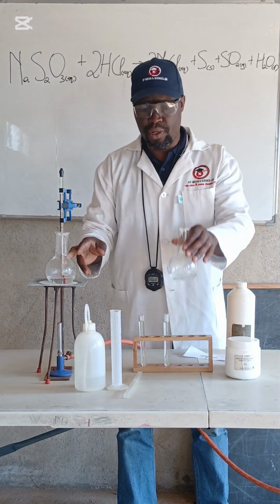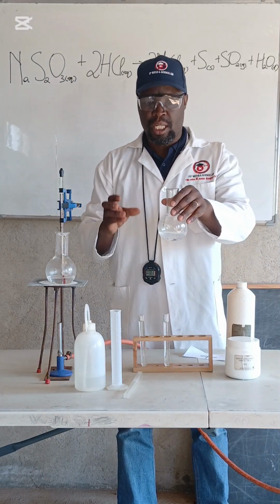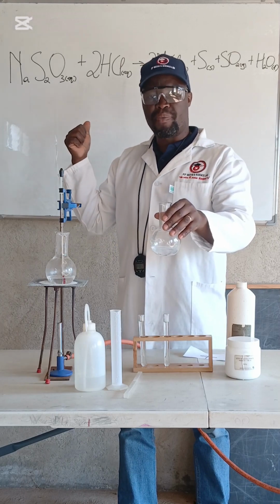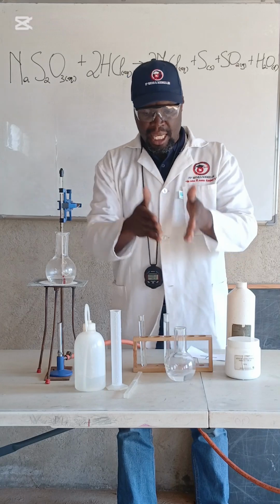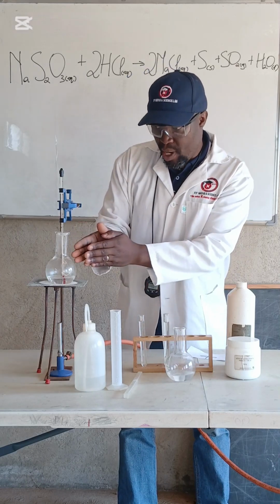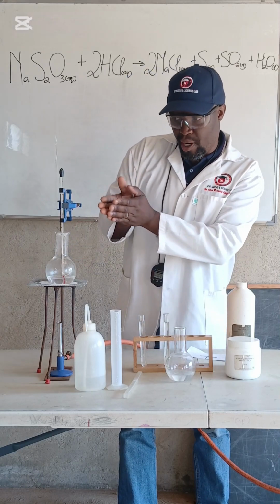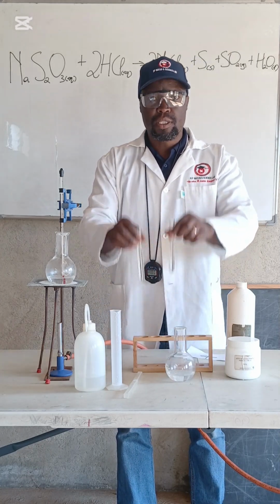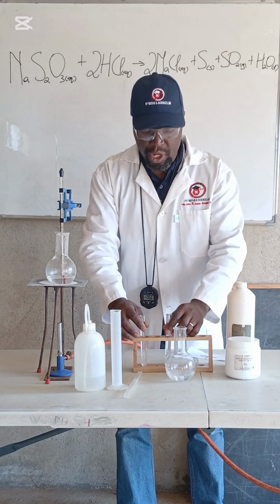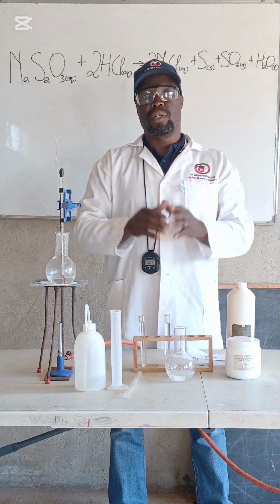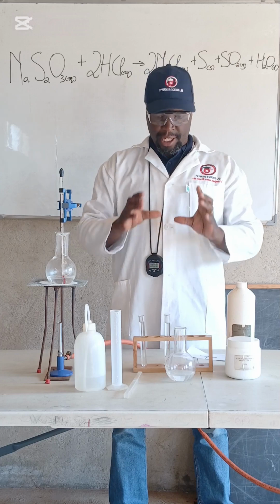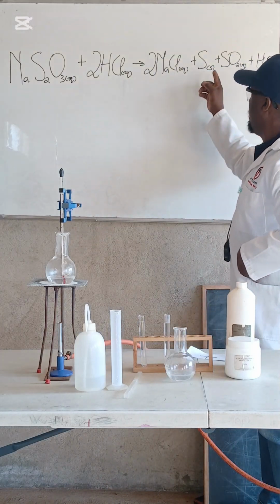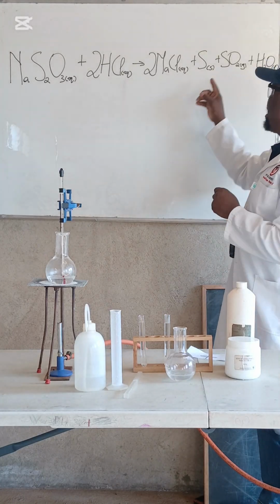Over here, I have two flat bottom flasks. They each contain 50 cubic centimeters of the solution of sodium thiosulfate. This one is at room temperature. The other one has been heated to a temperature of about 65 degrees Celsius. I also have two test tubes which contain the same amount of the solution of hydrochloric acid, which is 15 cubic centimeters.